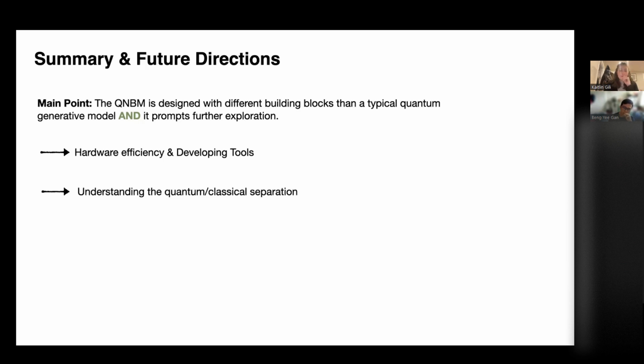So small networks. I think understanding this quantum classical separation more in depth is of interest, because typically we don't see that with the quantum models that we build, that there's a very nice cutoff between the quantum and classical that makes our model different from the classical analog. So this leads to the question: what is the inductive bias of the QNBM?